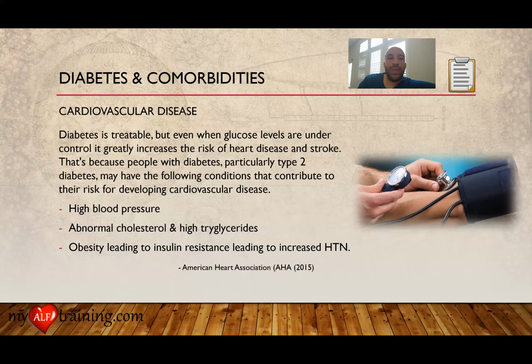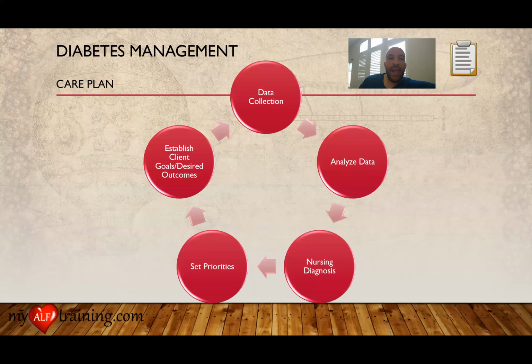So I hope you guys are understanding and seeing how all of these comorbidities are tied together, and they're all stemming from diabetes. So this is why this population is one which we really need to give our focus to. And how can we give our focus to this population? We can do that by managing the disease, by developing a care plan.